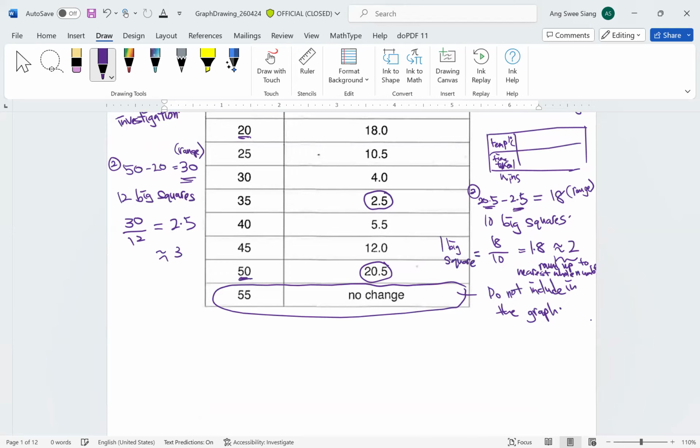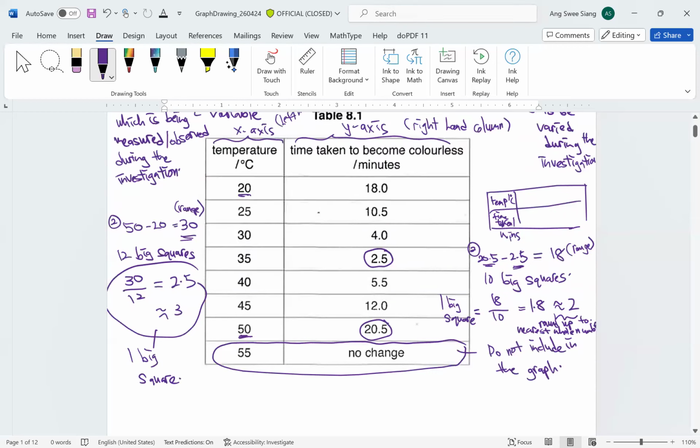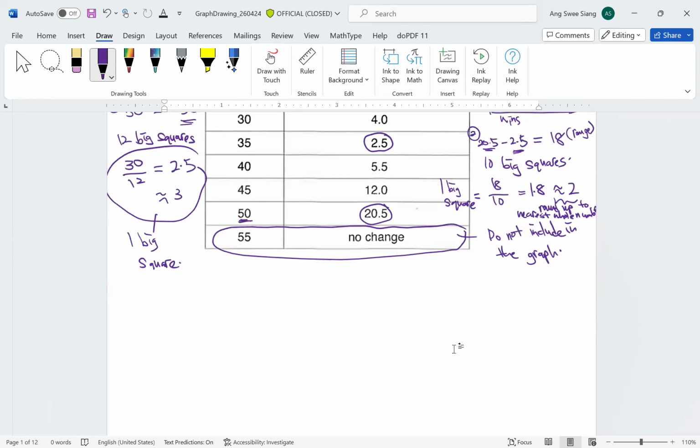Okay, this is 1 big square. Now, next thing before we can start plotting, you need to ask yourself, should I always start from 0?